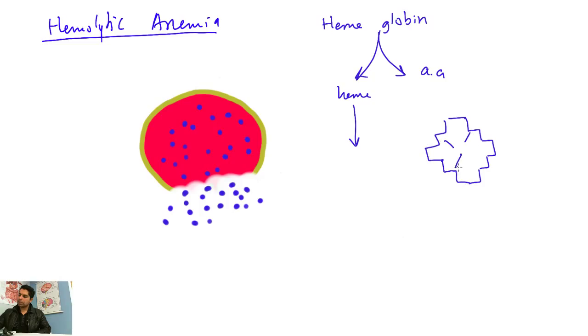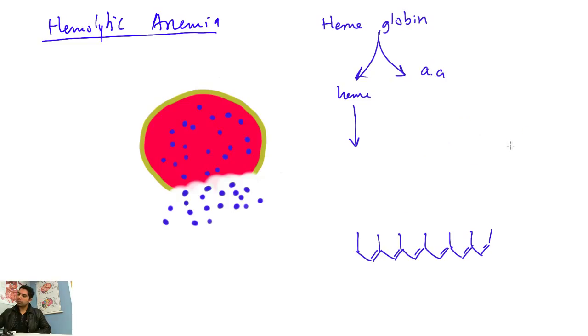It looks something like this. In the center of it, it has iron. And this ring is opened. Look, it's heme right now. If you open it, it will look like this. When you open the ring, it's still insoluble. But the open ring is known as bilirubin. Billy and Rubin got together, and then they made something like this. So that's bilirubin.